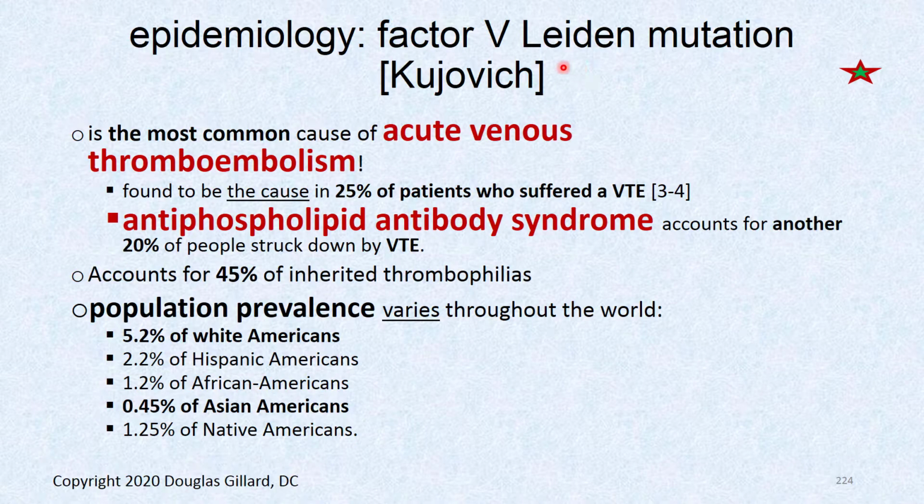Now, factor V Leiden mutation is a congenital, from-birth problem. But antiphospholipid antibody syndrome, you develop that. You're not born with that. We'll talk about that here in a bit.